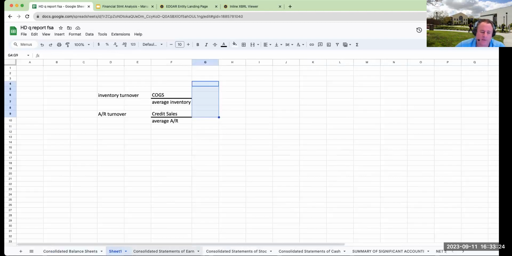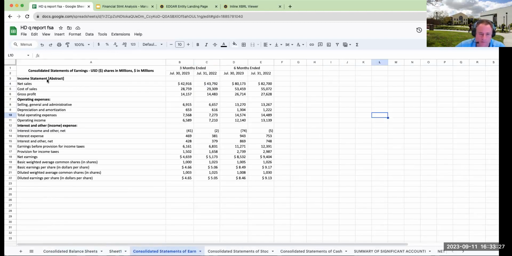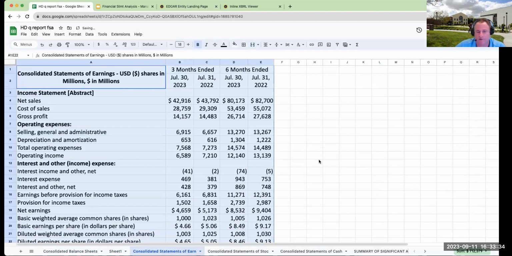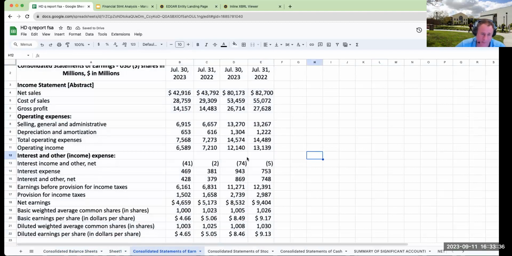And kind of the same at the same time too, as we're going through and looking at this, this is their consolidated statements of earnings, which is another fancy way of saying the net income.